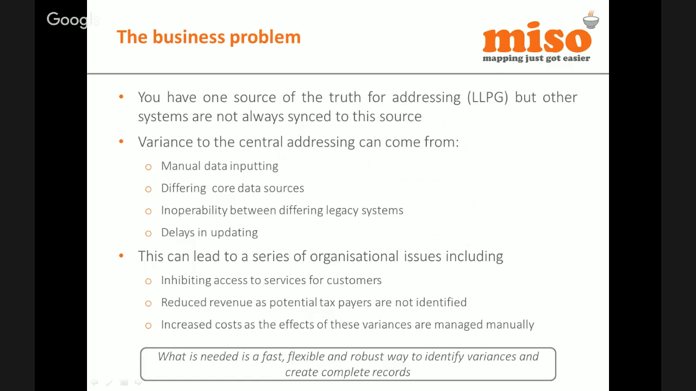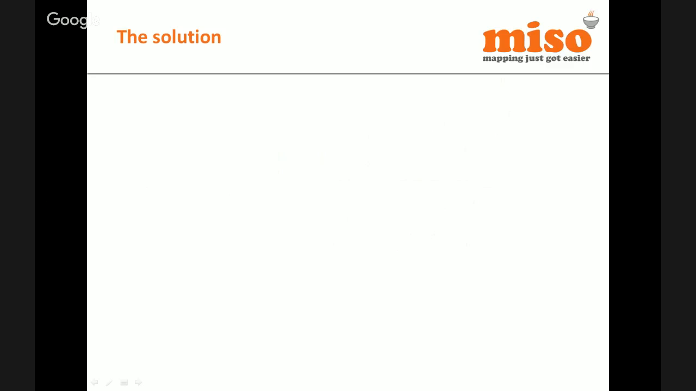This can lead to a few issues with the organisation, either giving inaccurate or not up-to-date data to your customers, which means it will cost to fix that data either through custom software or just manual entry. So what you need is a fast, effective, robust way to fix that data or at least keep everything up to date. And that's where FME will come in.